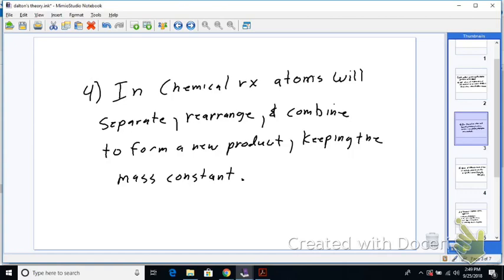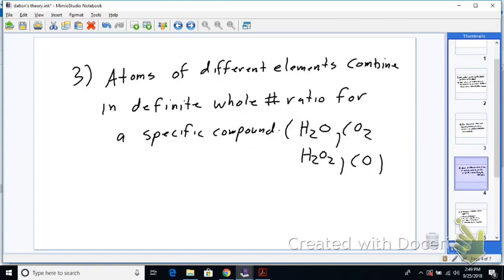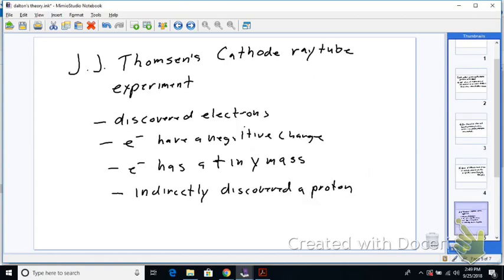Okay, so next thing we're going to take a look at in this process is there's a gentleman named J.J. Thomson. And he discovered electrons.